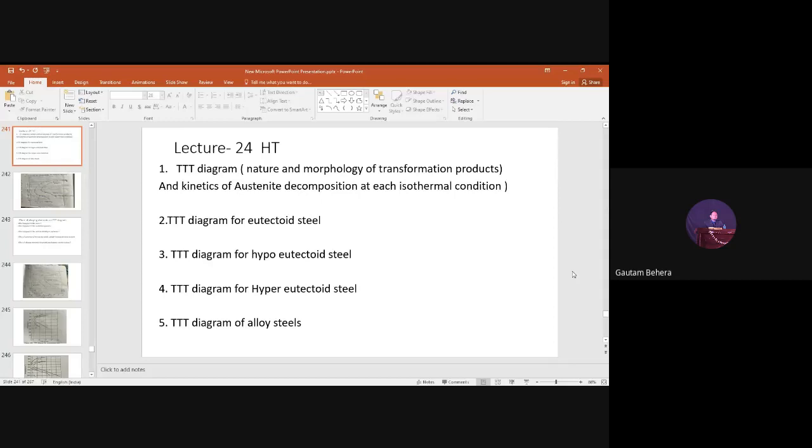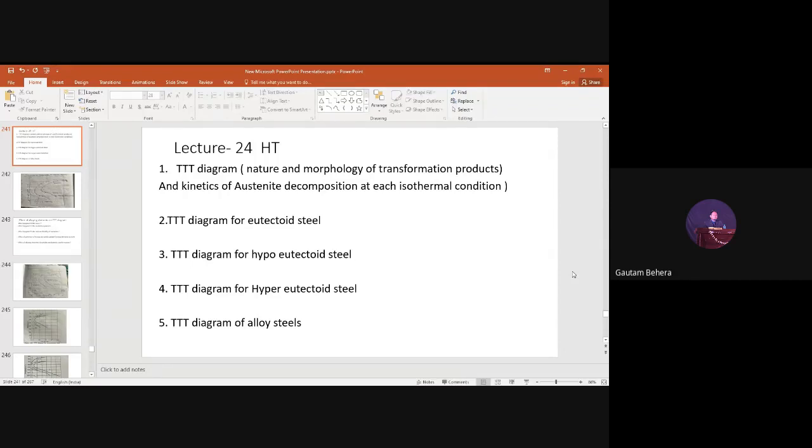Good afternoon, everyone. Today is lecture number 25 of this heat treatment class. And today's topic is basically the TTT diagram, the time-temperature-transformation diagram. We'll briefly discuss this one. This is one of the very important topics of heat treatment as well as for phase transformation.